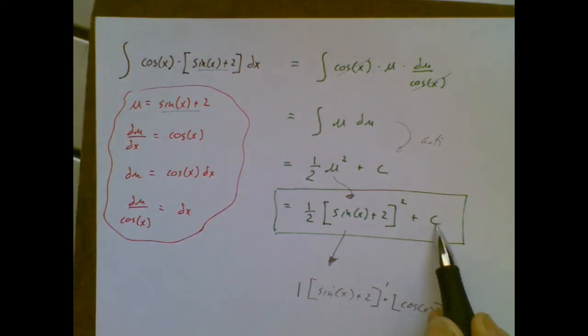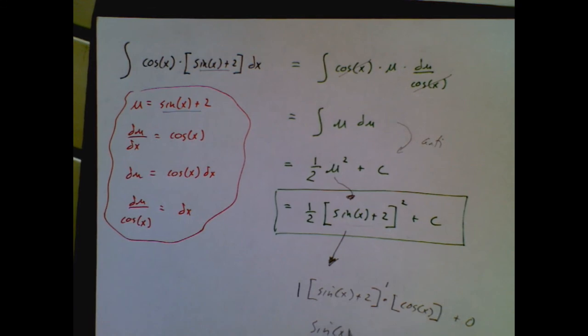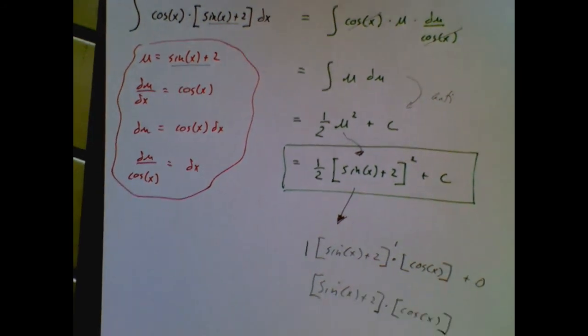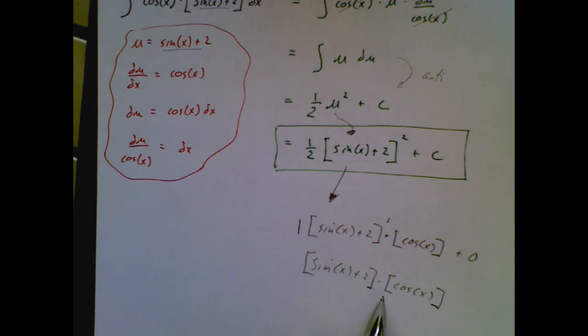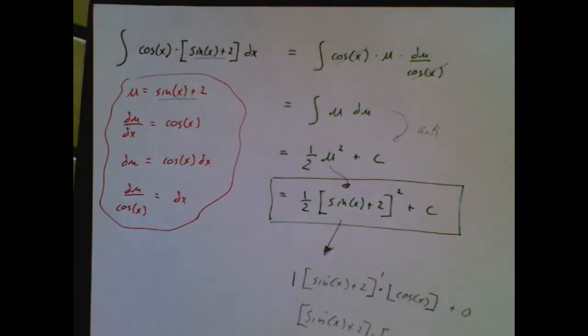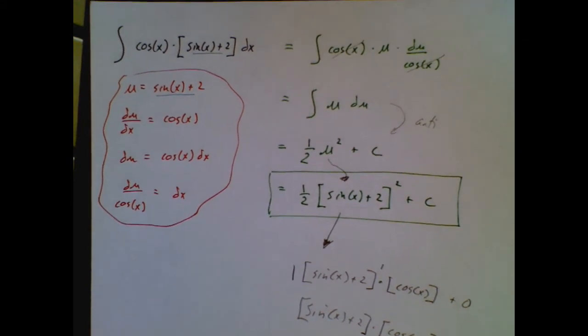The derivative of c is just a number, so that's 0. So this is really sine of x plus 2 times cosine of x, which is the original problem. So I know I've lost the screen there, but you see it, so math checks out.